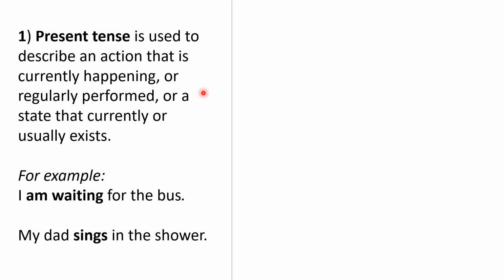And let's also recap our tenses. We have learned about present tense, and this is used to describe an action that is happening right now, currently, or it's something that someone does regularly. And if it's a state of being, it's a state that currently or usually exists. So what someone is or how someone acts on a regular basis. So for example, I am waiting for the bus. They're doing that right now. My dad sings in the shower. If he sings, that is something that he regularly does.